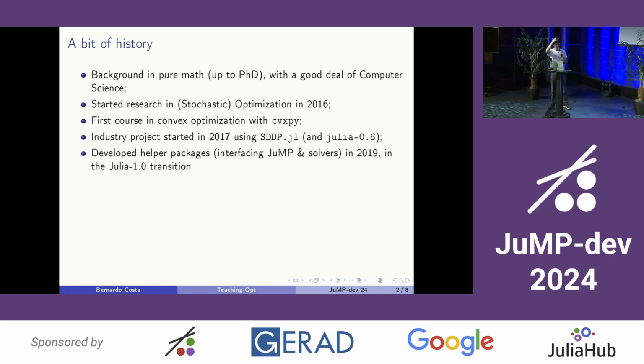Then in 2017, I started a project for a Brazilian energy operator using SDDP.jl. Those were the early days; I think we had Julia 0.6, not even 0.7. And some years later, we developed packages building on top of SDDP.jl and building some interfaces with JuMP and solvers. That was done in 2019.